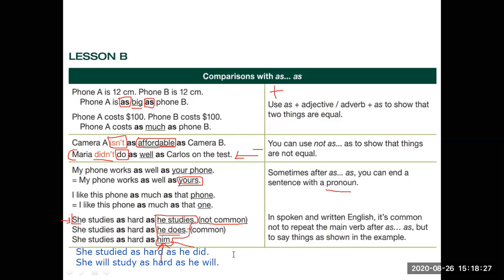Teacher, can I use, for example, she will study as hard as he did? Also, yeah, because you are saying that you are comparing that she's going to do the same as the other person did in the past. Okay, excellent. Let me write that example too. She's studying, or she will study as hard as he did. So that means that in the future, she's going to do the same that the other person did in the past. Right.